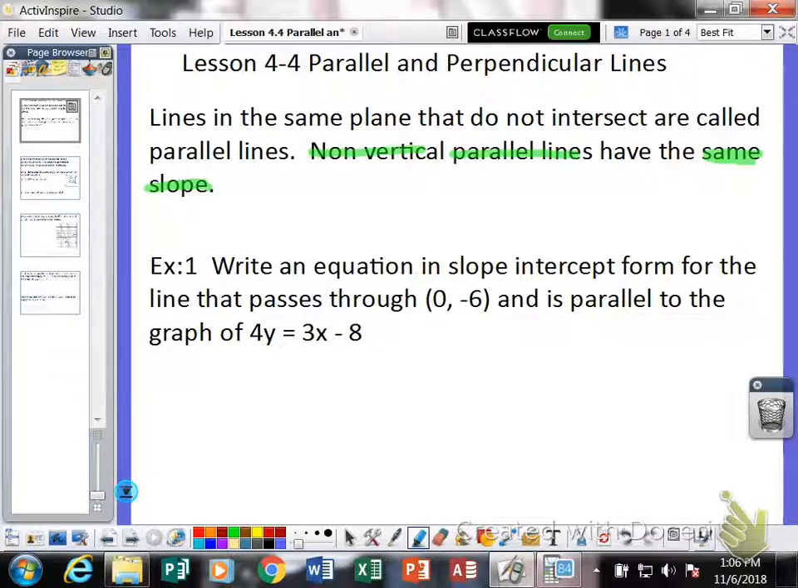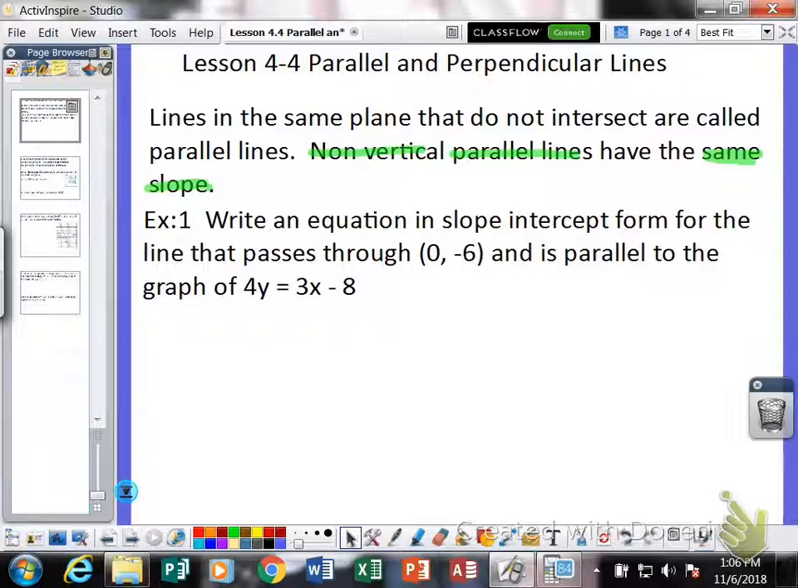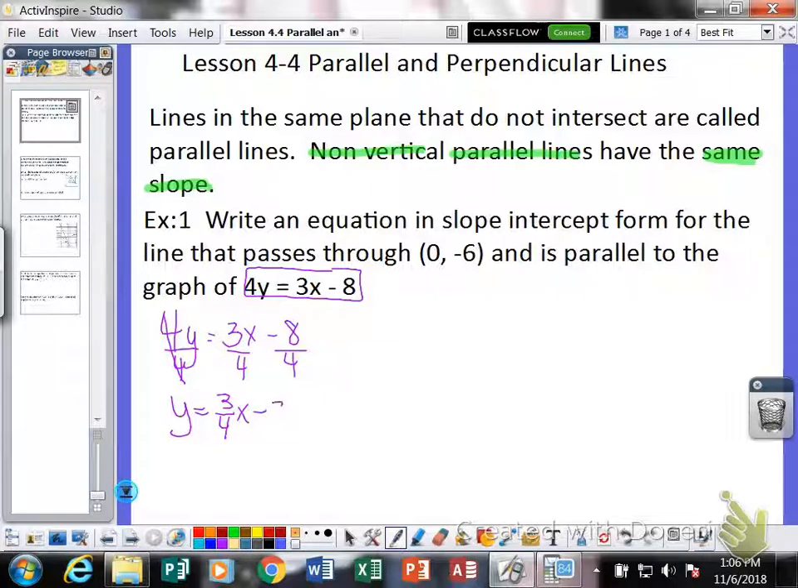Write an equation in slope-intercept form for the line that passes through (0, -6) and is parallel to the graph of 4y = 3x - 8. The first thing we have to do is rearrange 4y = 3x - 8. We need to solve for y, so we divide everything by 4. So y = 3/4 x - 2.